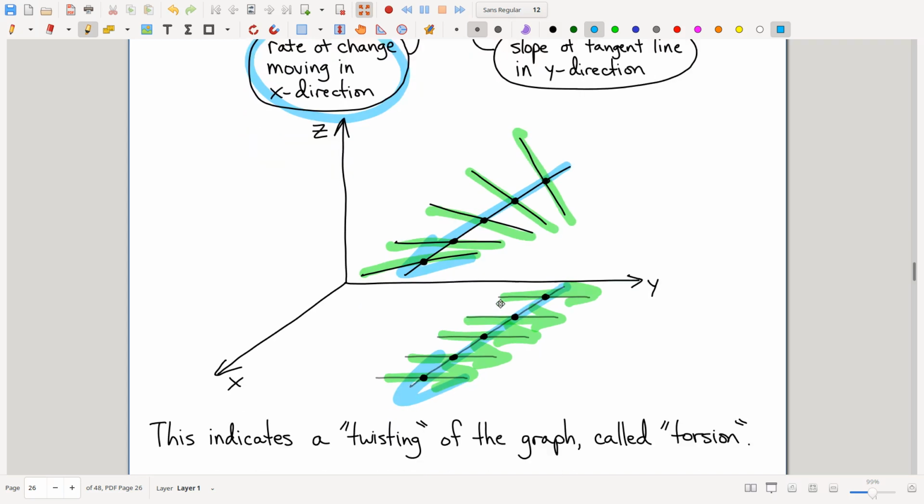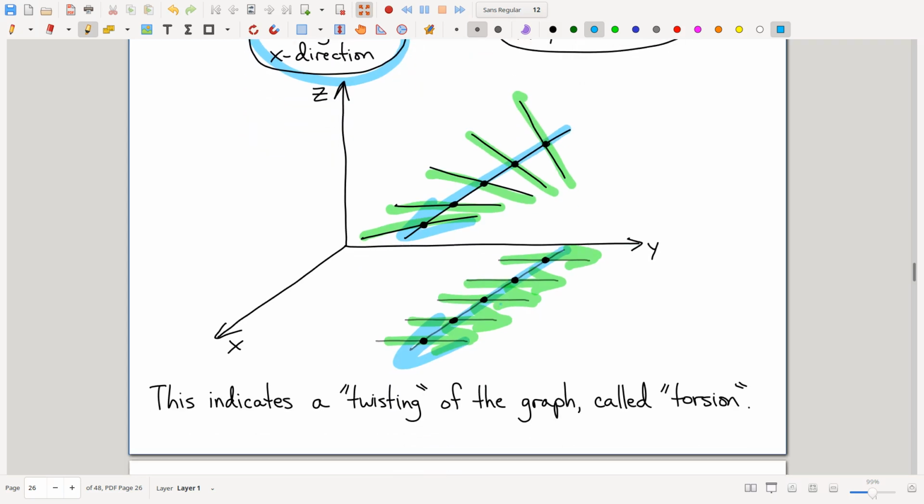And in general, mixed partials measure a twisting of the graph. The word torsion gets used to describe that sometimes, which to me, I feel like there's already a perfectly good word, twisting. So feel free to stick with that. Okay. Everybody okay?